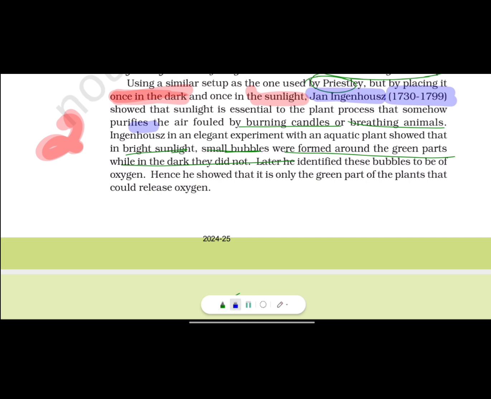So here the important keyword is that he used aquatic plants, where in bright light it resulted in the formation of small bubbles around the green parts, while in the dark they did not. We know that in the dark photosynthesis doesn't take place. That is the reason for this. Later he identified these bubbles to be oxygen.